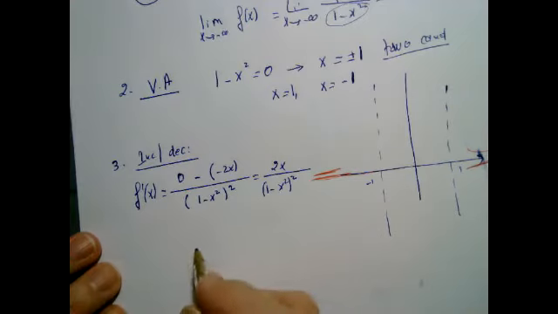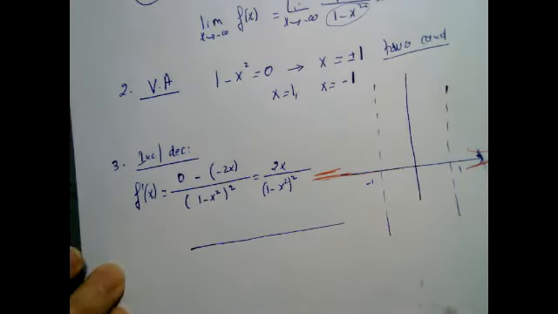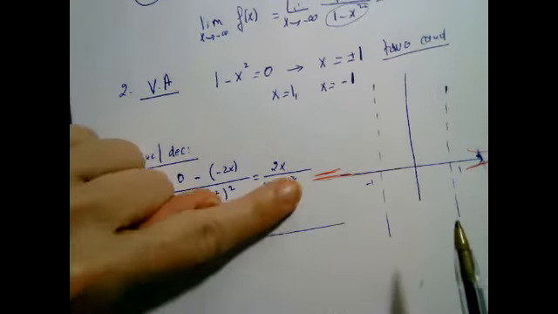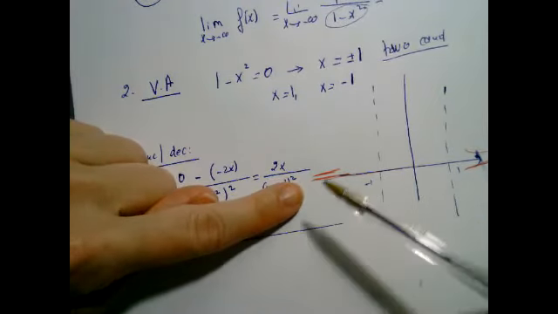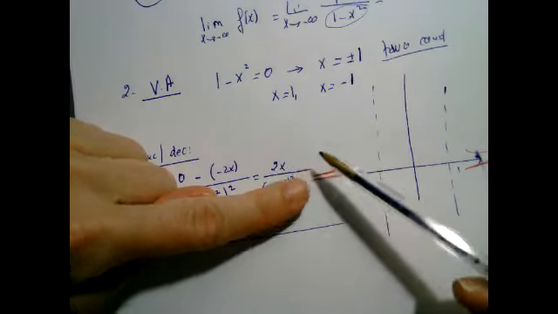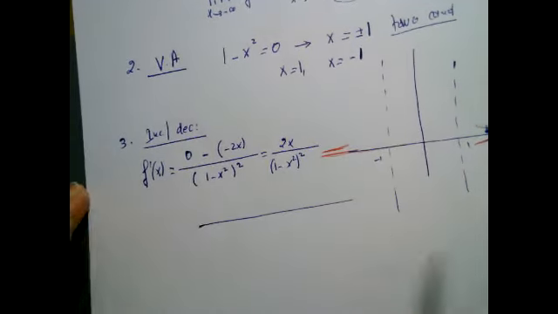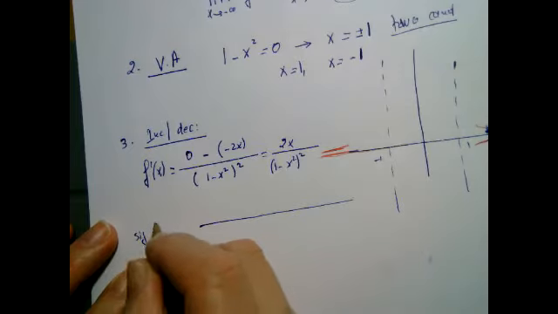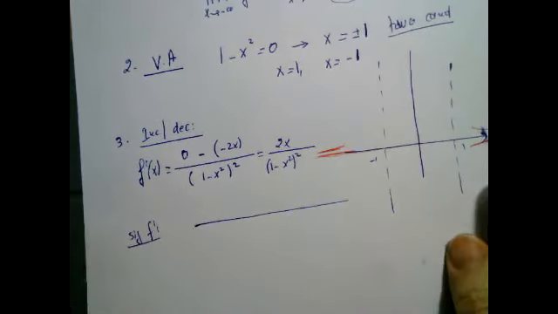Now I need to study the sign of f prime. Intuitively, we should know what's happening. My denominator is always positive. It means my f prime is going to be positive when x is positive. That's intuitively what's happening. But let us study the sign of f prime.